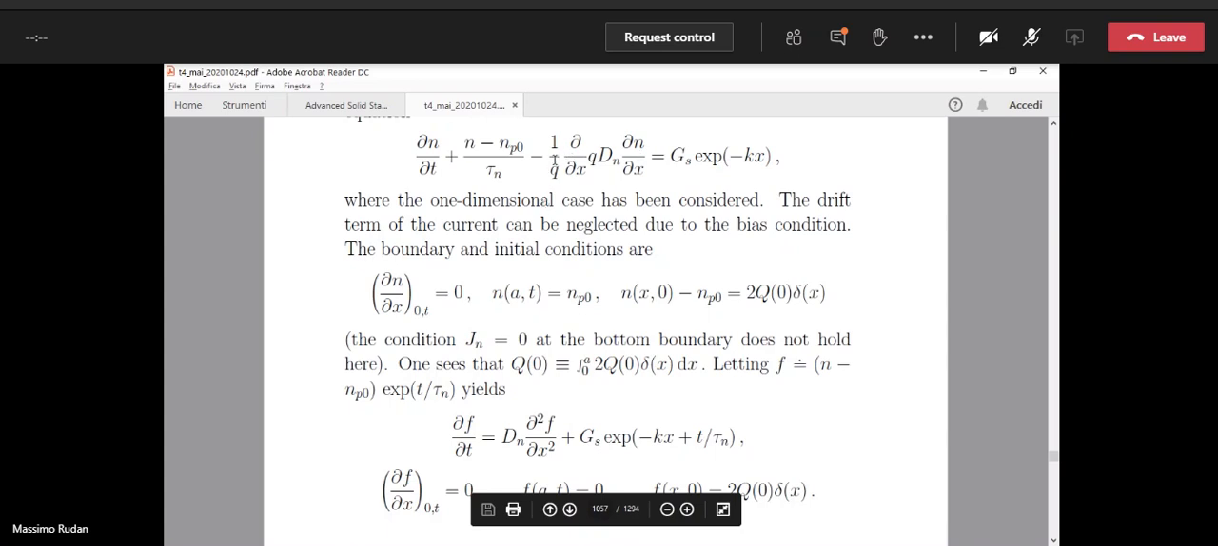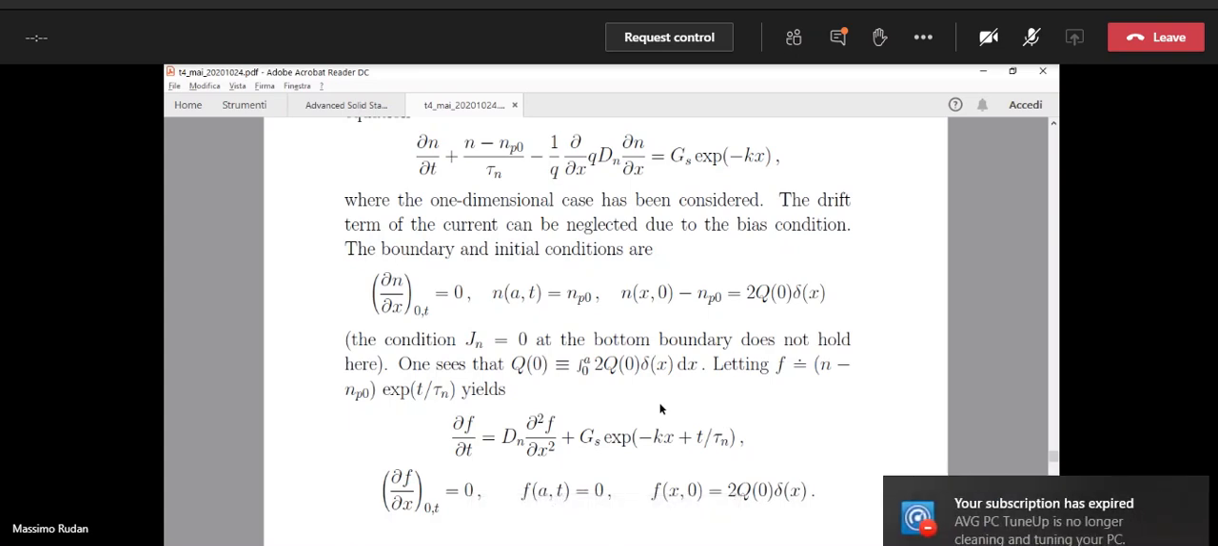Then the derivative with respect to x is not influenced by this definition, so we can simply use f instead of n. And then we bring the exponential with respect to time to the right-hand side. So we have plus gs exponential of minus kx plus t over tau n. So we have simplified the equation a little bit.